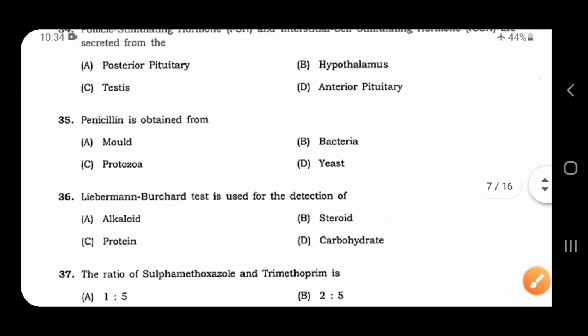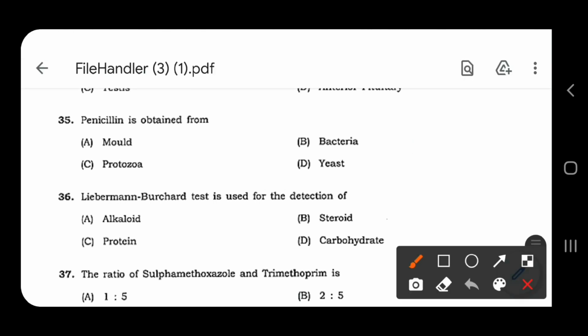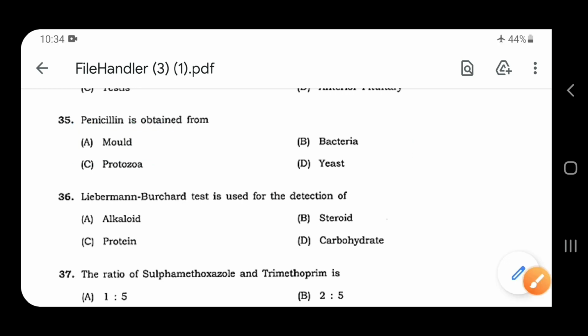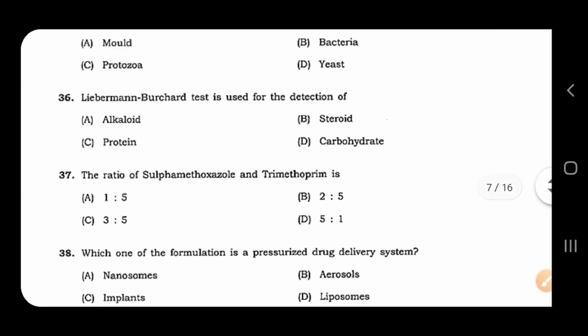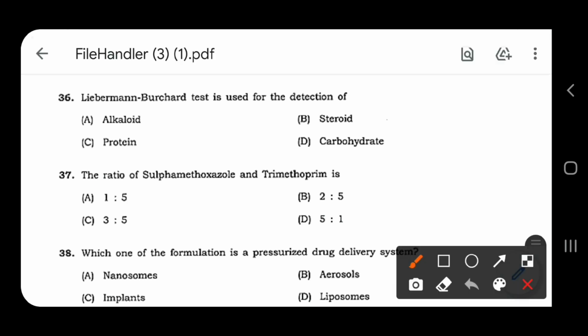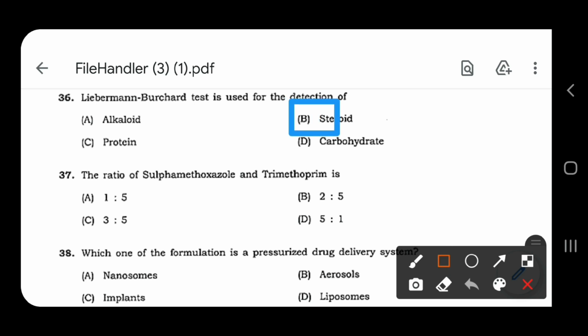Next is question number 35. Penicillin is obtained from mold, bacteria, protozoa, yeast. Here the correct answer is mold. It is a fungus, and the source of penicillin is Penicillium notatum and Penicillium chrysogenum. Next is question number 36. Lieberman-Burchard test is used for the detection of alkaloid, steroid, protein, carbohydrate. The correct answer is steroid.